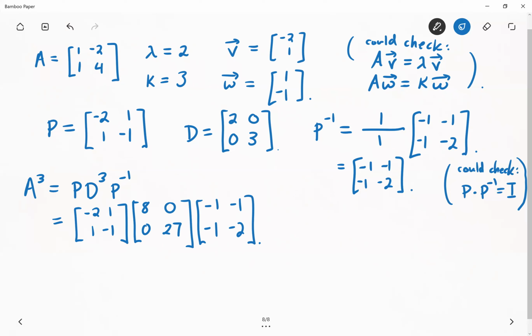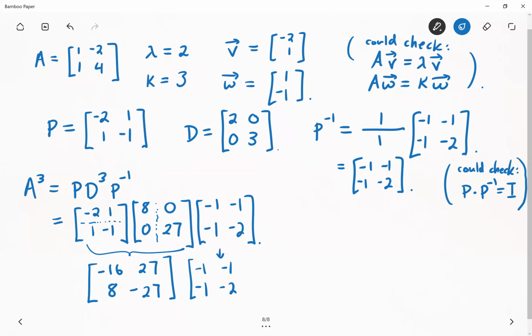All right, and I'm just going to multiply these together two at a time. And so I'll start with these first two, see what we get. So I'll get -16. Top right entry, get 27. The bottom left entry will get 8. And the bottom right entry will get -27. It's not so bad. We'll carry down this other matrix, -1, -1, -1, and -2.